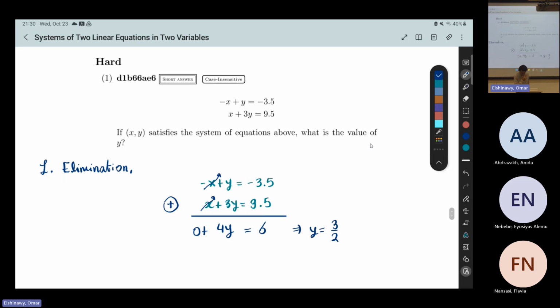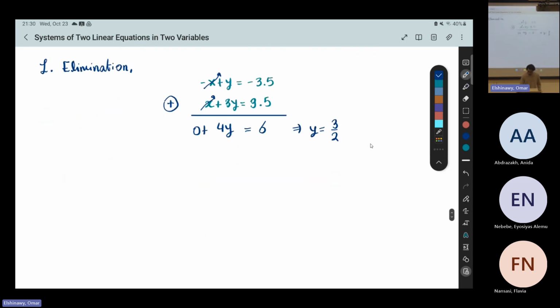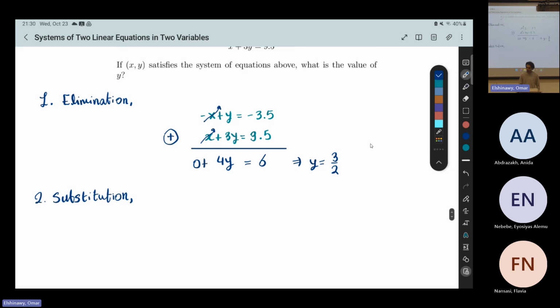Now, just for the sake of illustration, I would like to do this problem by substitution as well. So by substitution, we basically solve one equation for one variable. So I think you pointed out that we would like to make y the subject. So maybe you would like to help me do it.